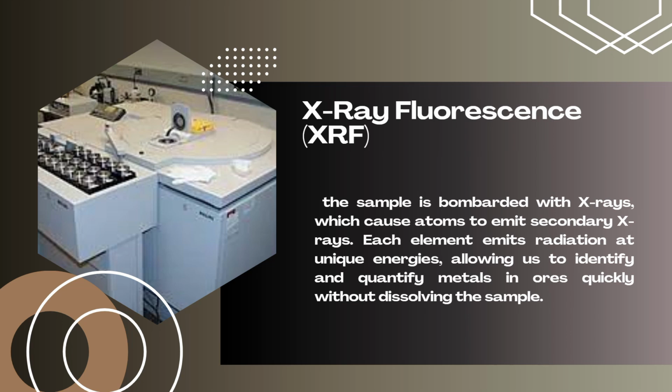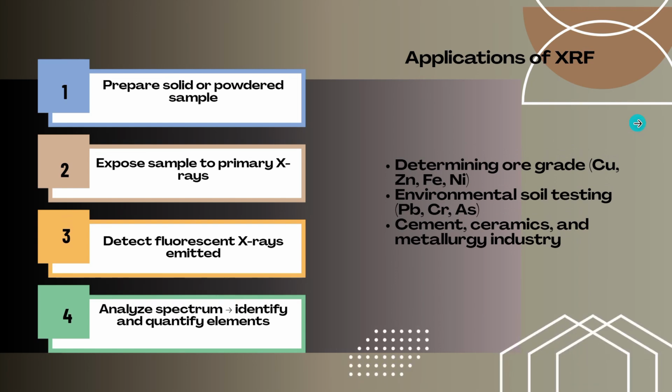The principle of XRF is based on X-ray excitation. When a material is exposed to a primary X-ray, its atoms emit secondary or fluorescent X-rays. Each element has unique energy levels, so the emitted X-rays reveal both the type and amount of elements in the sample. Now, here are the steps in XRF.